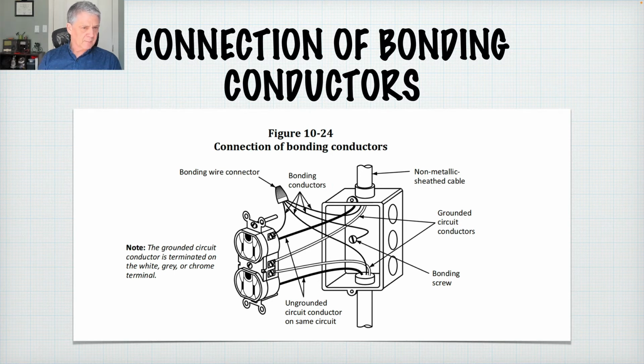And here is a bonding conductor. There's a wire connector, and there are two bond conductors, and a third bond conductor goes to the receptacle, and a fourth bond conductor goes to the bonding screw of the metallic box. Even plastic boxes have a strap that is metallic that has a bonding screw on it in Canada.